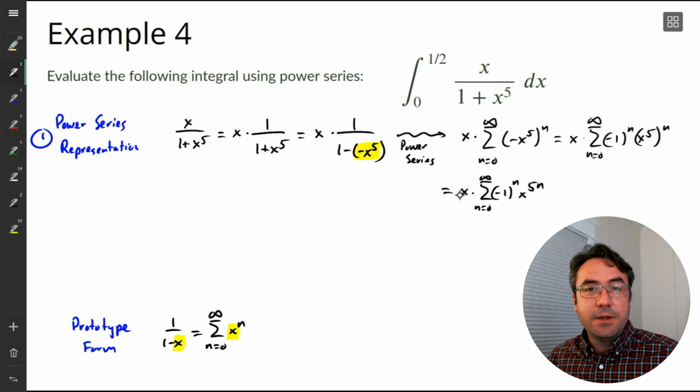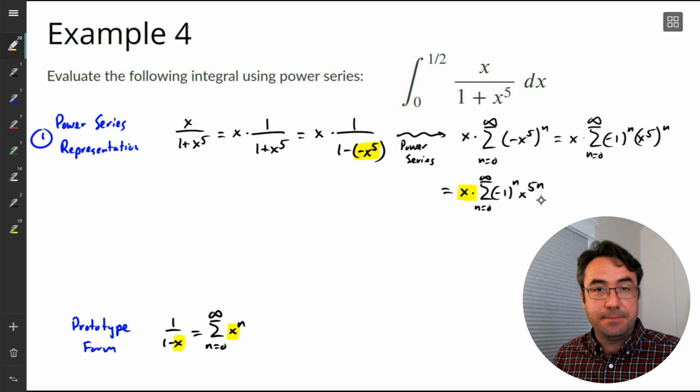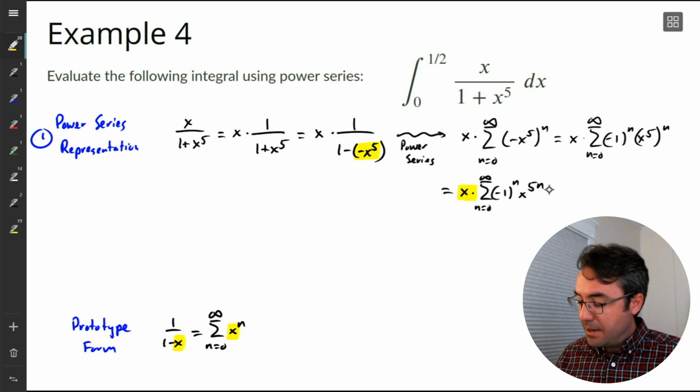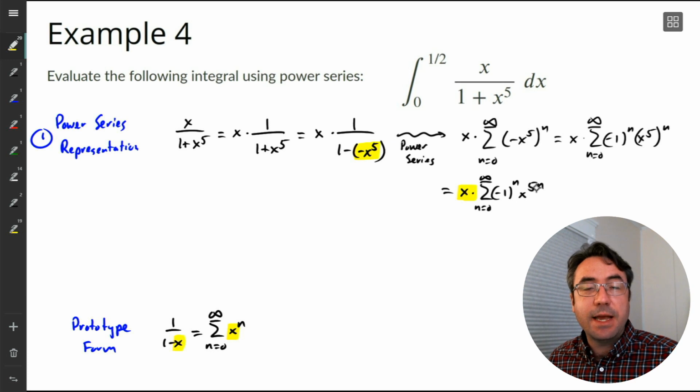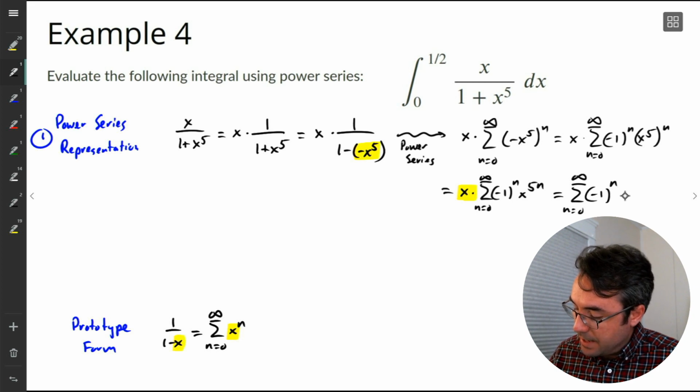And the one thing we can do to really make this nice is this x, now we can multiply that in. Once we have our power series representation for our main fraction part, this x is just hanging off to the side here. We can bring that in, and when we do, we can multiply it into this x raised to the 5n and then add the exponents. So we're going to get the sum from n equals 0 to infinity of negative 1 raised to the power n times x raised to the 5n plus 1.